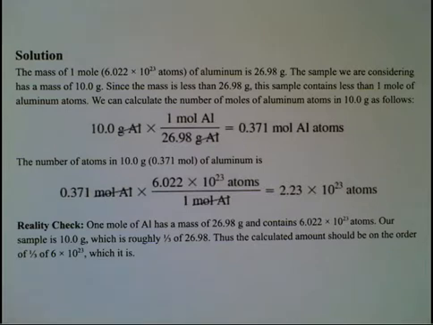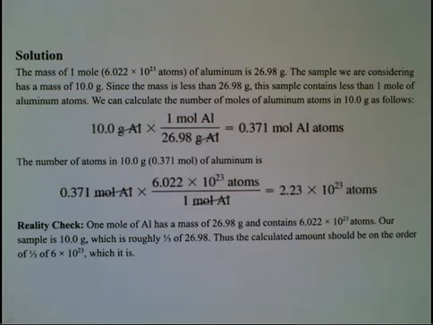My reality check is that 1 mole of aluminum has a mass of 26.98 grams and contains 6.022 times 10 to the 23rd atoms. We know that because of Avogadro. Our sample is 10 grams, which is about, roughly, again, this is just roughing it here. We're not doing more calculations. It's about a third of the molar mass of aluminum, 26.98.